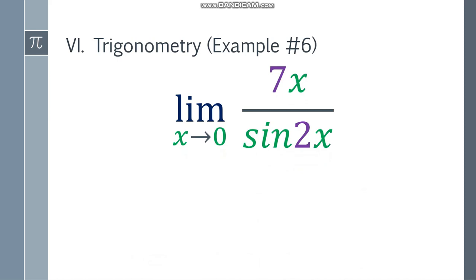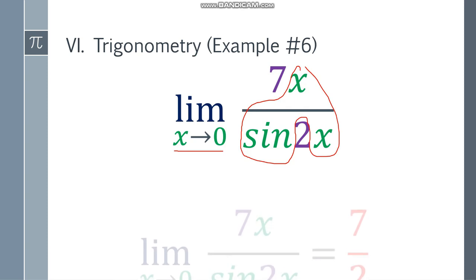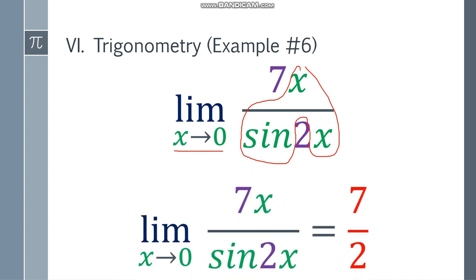Moving on. What if we have this one? So again, I just flip the x and sine x, but 7 over 2. Again, x over sine x, that will be 1 as x approaches 0. And we have 7 over 2 here. So the final answer will be 7 over 2.